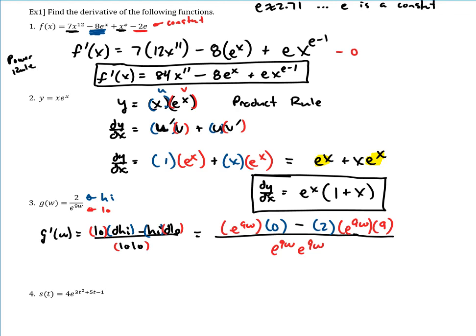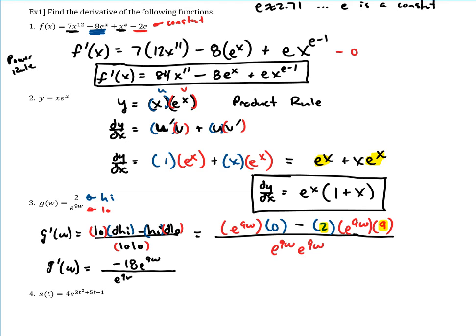Okay, and then now that we have it written like this, let's continue to simplify. So my g prime of w is, okay, so notice I have, this would be just 0 in my numerator there. And then minus would be negative. So negative 2 times 9 is 18. So I wanted to combine those. So the 2 and the 9 is 18. And then e to the 9w is still just attached.